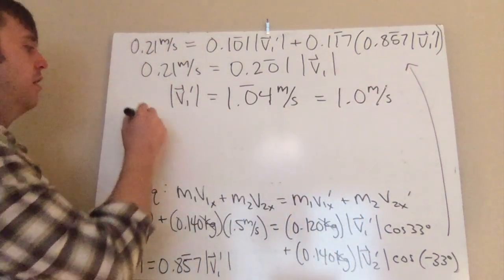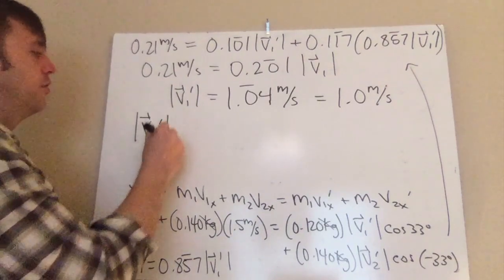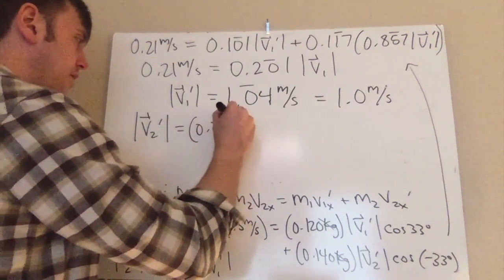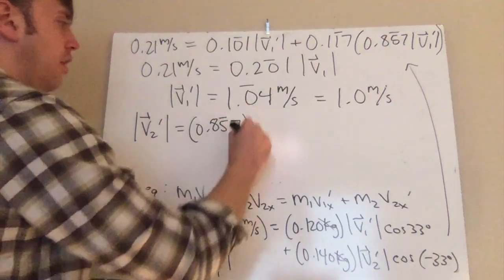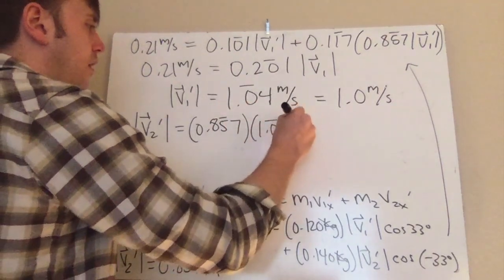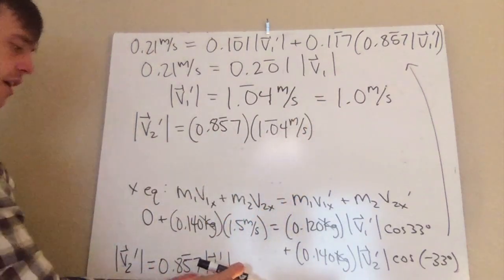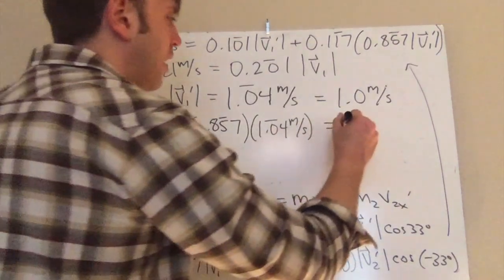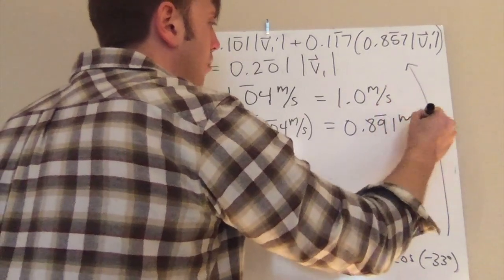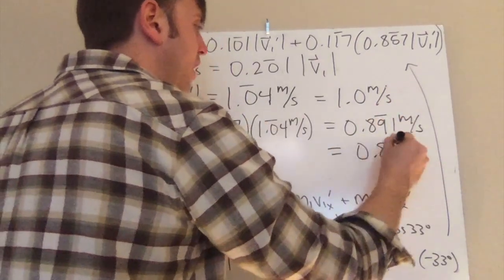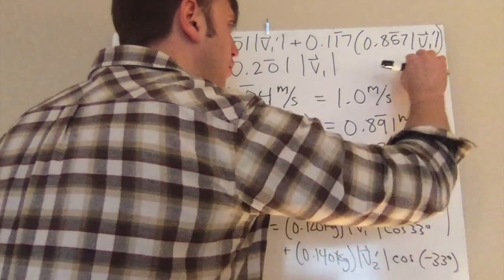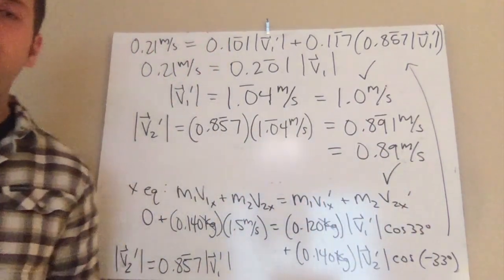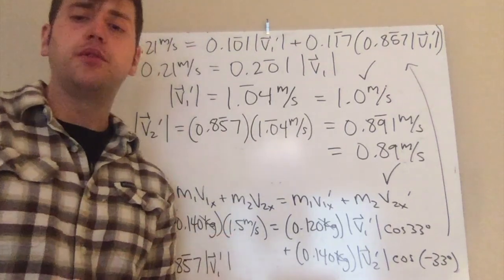Okay, so now we're almost done because we can take the speed of ball 2 after collision, v2 prime, and we have 0.857 times 1.04 meters per second. So again, I'm just using this result. Now that we know v1 prime, we can plug it right in and get the answer. And what this works out to is about 0.891 meters per second, but again, we're keeping just 2 sig figs, so 0.89 meters per second. So these are the 2 final speeds. Put a check mark right here and a check mark right here. We were able to solve this using conservation of momentum in the x and y direction separately.